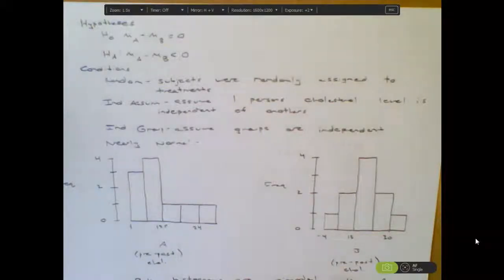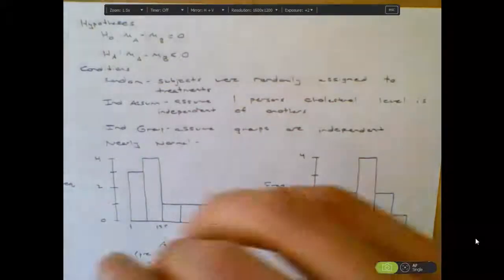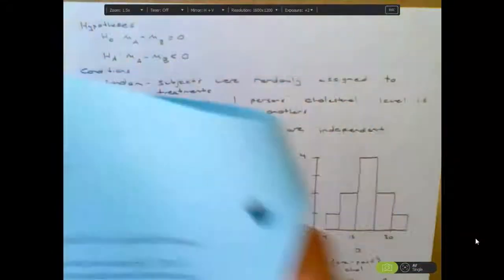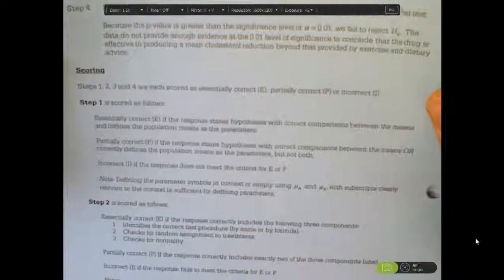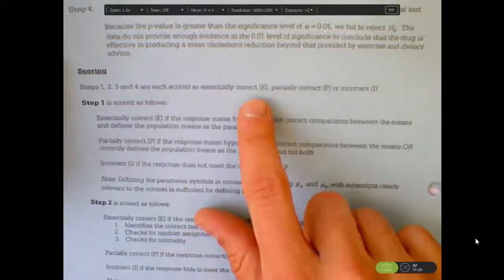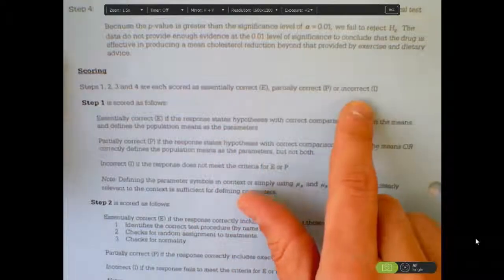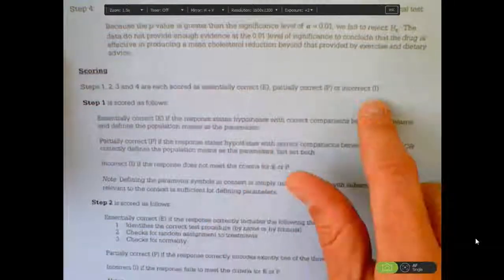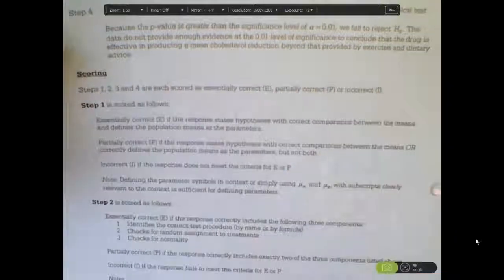So laying out the 4 steps. Okay, that's how your inference question is going to be graded in this point. You'll notice on the rubric we're talking about section 1, 2, 3, and 4. This is very generous in my mind. They give you essentially, partially, or incorrect. Typically for the inference, it's usually just essentially correct or incorrect, but opportunity to earn some partial credit here, which is nice.